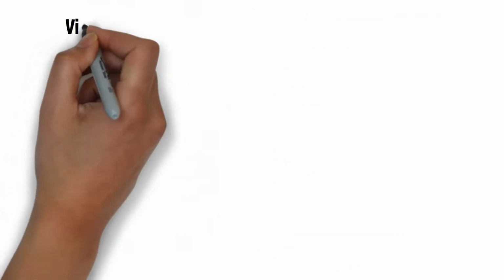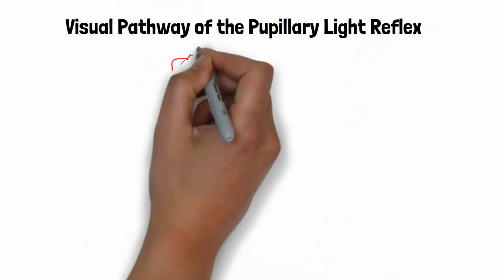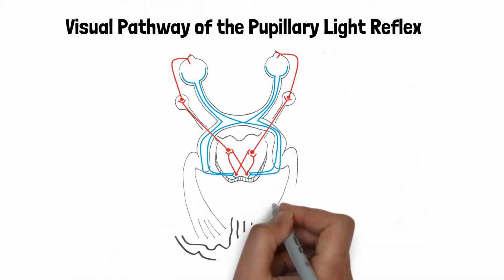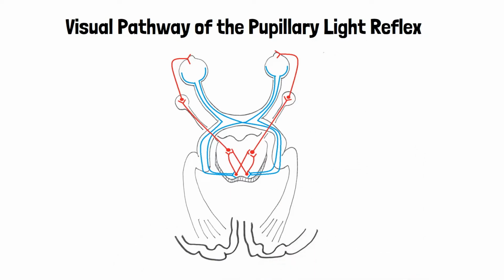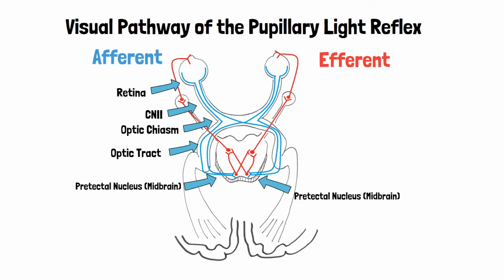Before we look at the exam, let's first understand the anatomical elements involved in the pupillary light reflex. There are two parts to the pupillary light reflex. Firstly, the blue afferent pathway brings information from the eye to the brain. The red efferent pathway sends that information from the brain to the pupils. The afferent pathway consists of the retina, optic nerve, optic chiasm, optic tract, and pretectal nucleus in the midbrain. The efferent pathway consists of the pretectal nucleus in the midbrain.